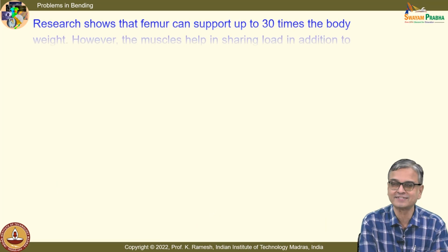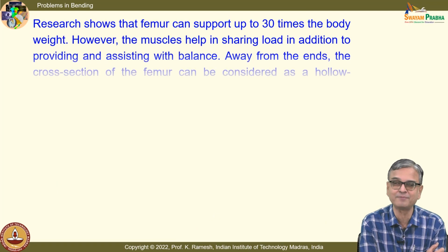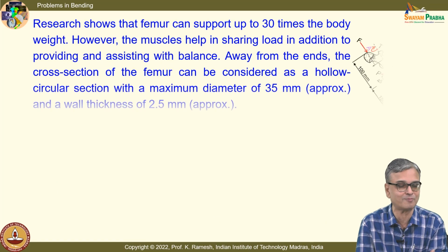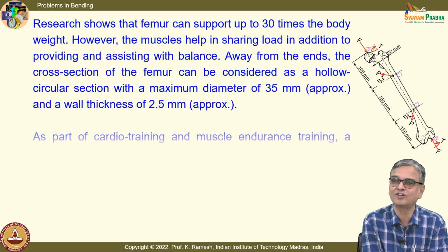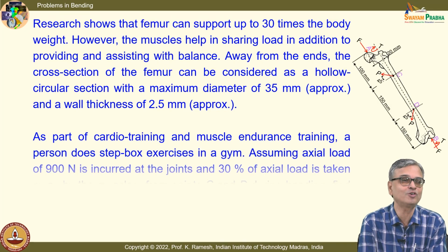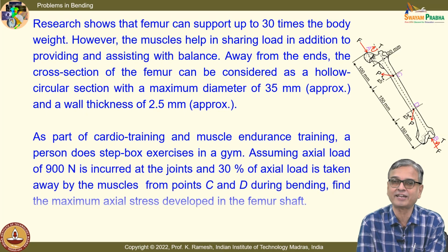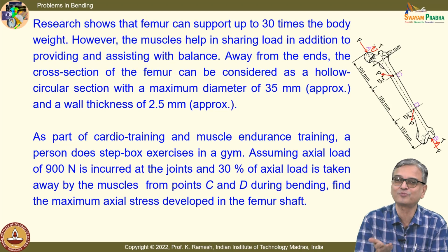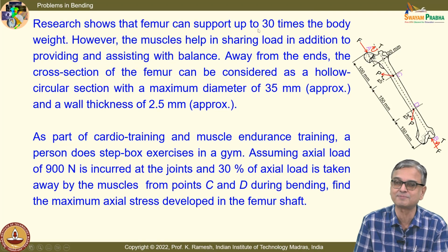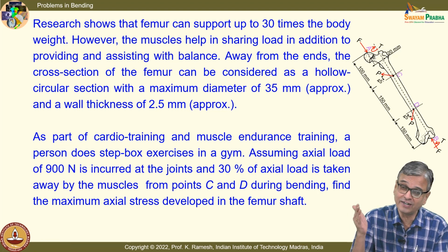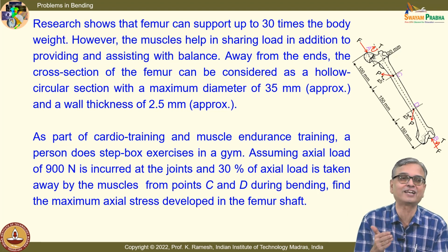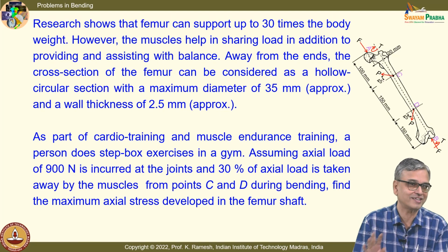So, the problem says like this: research shows that the femur can support up to 30 times the body weight. So, God has done all your stress analysis and He has found out humans are going to create cars and it is going to travel at 140 kilometers per hour. When there is a collision, this fellow should be safe. Otherwise, why would you need your femur to support 30 times the body weight? You don't need that. Fine. With all that factor of safety inbuilt, if you get injury, God only should save you.